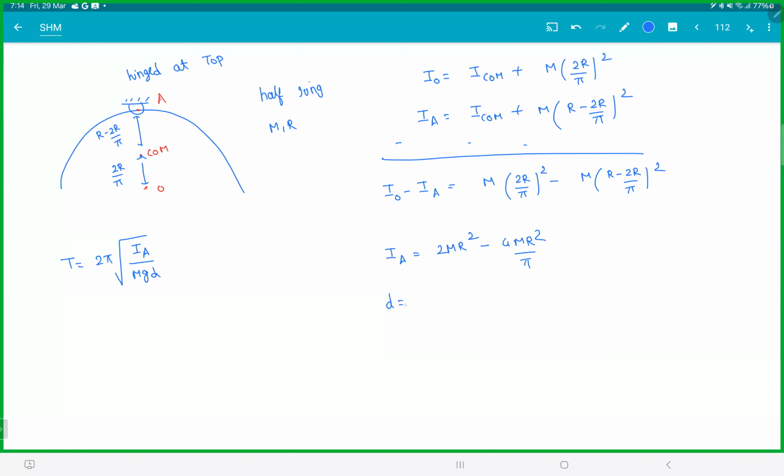And what is d here? d is the distance from the center of mass, r minus 2r by pi. Therefore, if you substitute here, you end up with 2 pi root over 2r by g. Check it out. We have done the exact same thing in rotational mechanics.